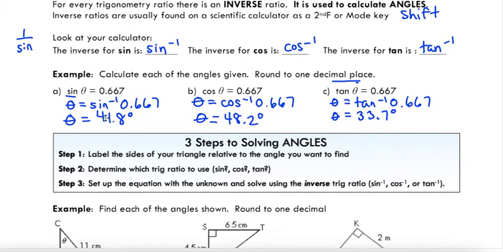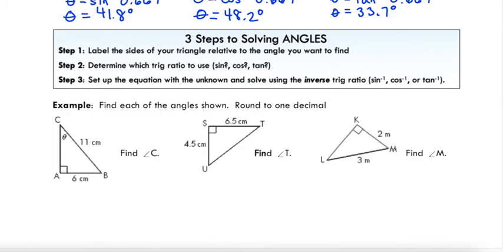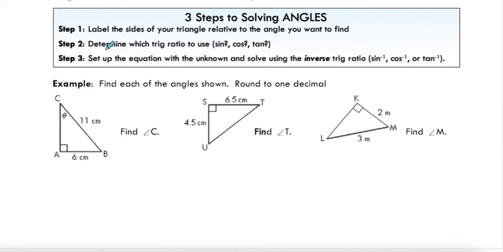So now that you have some idea of how to use your calculator to solve for that angle measurement, let's talk about some different examples and the 3 steps to solving those angles. So the first thing that you want to do is label the sides of your triangles relative to the angle that you want to find. So always across from your right angle is your hypotenuse. Across from the angle that you're trying to find is the opposite side, and the one beside the angle is your adjacent side.